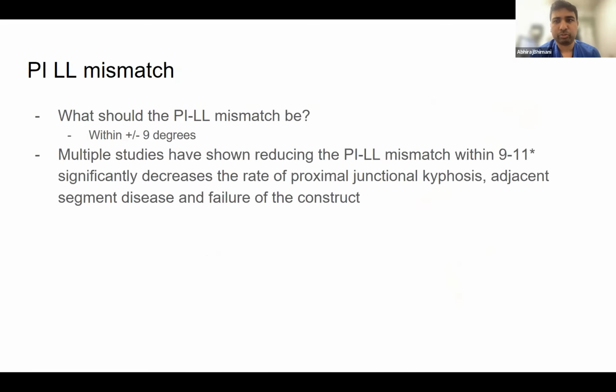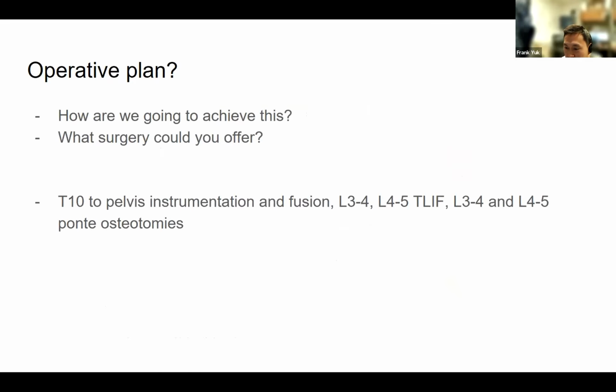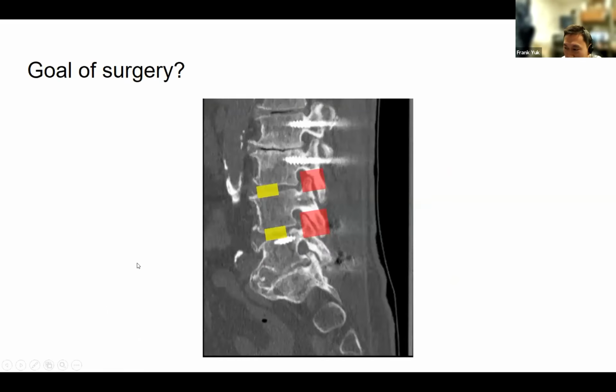All right, very good. Yeah, so that's very similar to what we described. So we offered a T10 to pelvis instrumentation and fusion, L3-4 and L4-5 T-lifts, and then L3-4 and 4-5 Ponte osteotomies, like you had described. Okay, and so this is the goal of surgery. The goal of surgery is to get 2 cages in from L3-4 and L4-5 and remove and do Ponte osteotomy, remove the facets from L3-4 and 4-5 in these red boxes here.